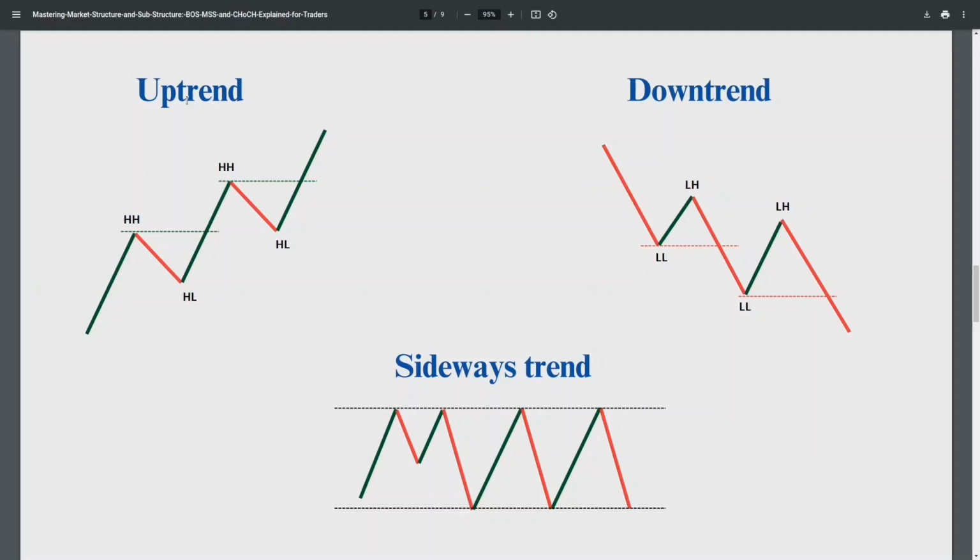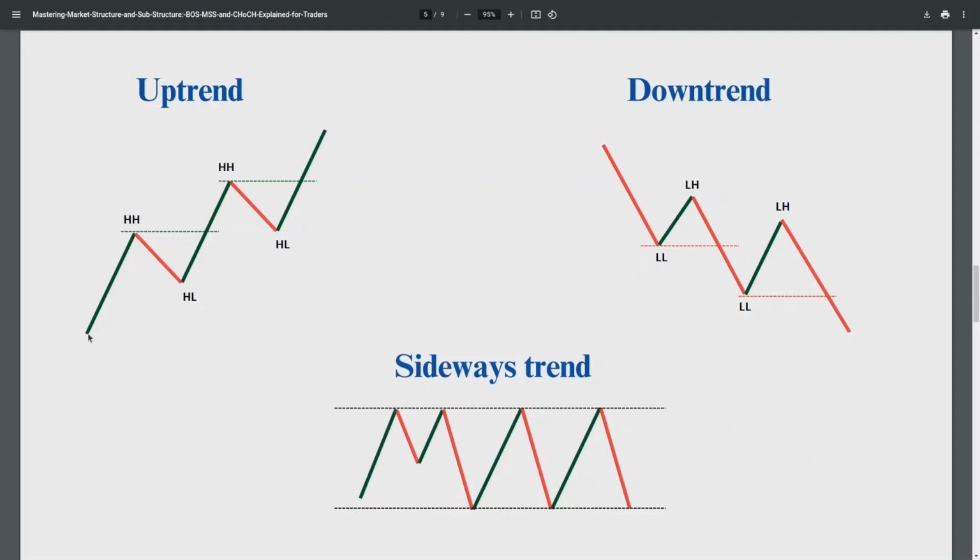In this diagram, we have an uptrend here. How do we determine an uptrend? An uptrend is determined by when the price is making a higher high and a higher low.